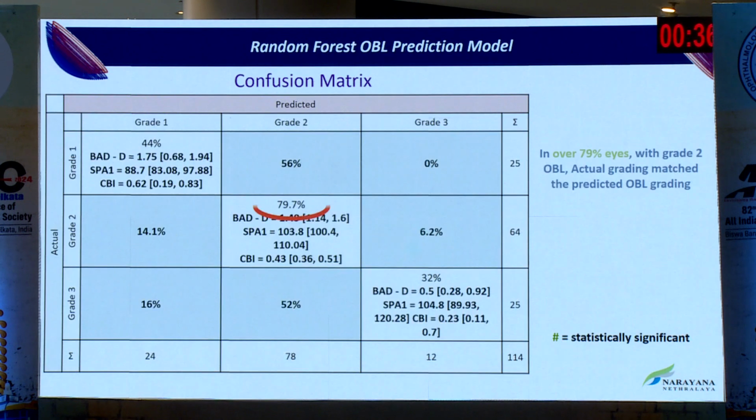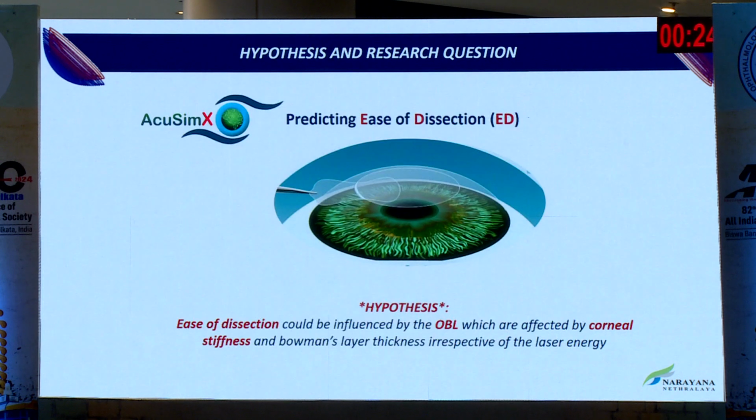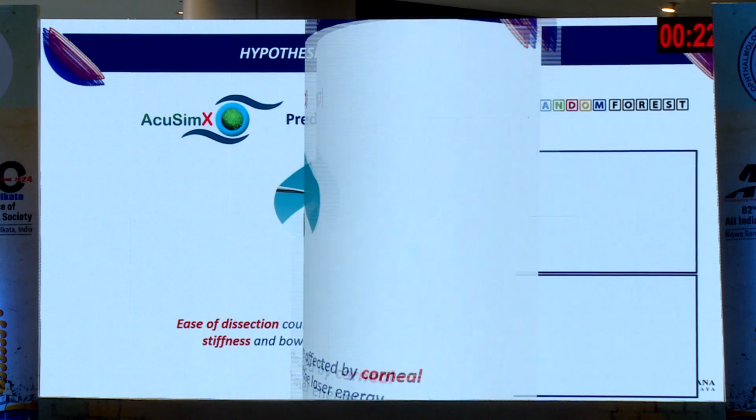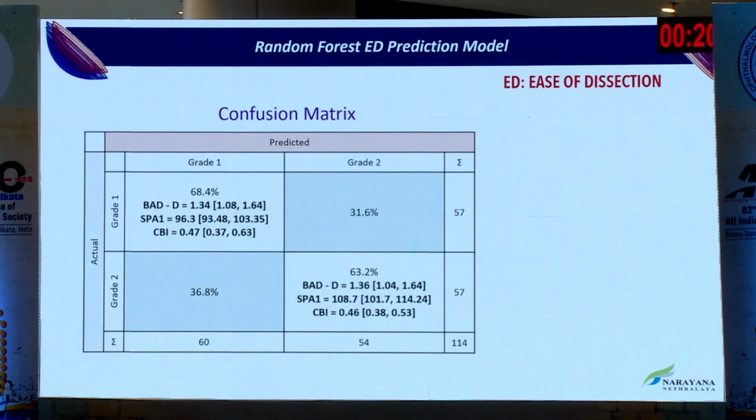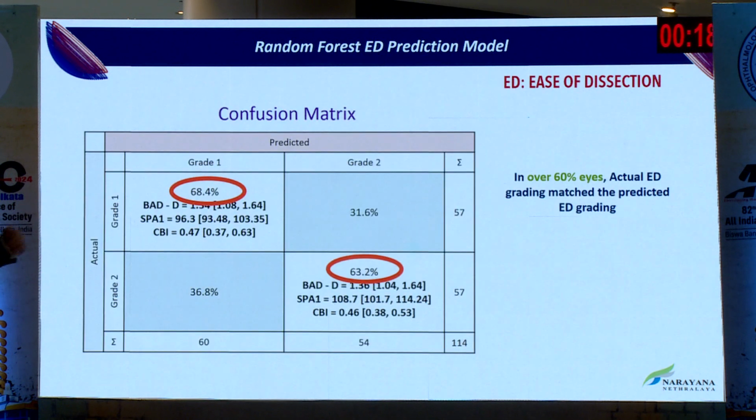And what we found was, in 78 to 80% of them, the biomechanics was able to predict the amount of OBL created by any machine, whether ATOS, Silk, or any of these techniques. The ease of dissection was able to predict, again with the same AI model. This is not so great, but we are reaching there.